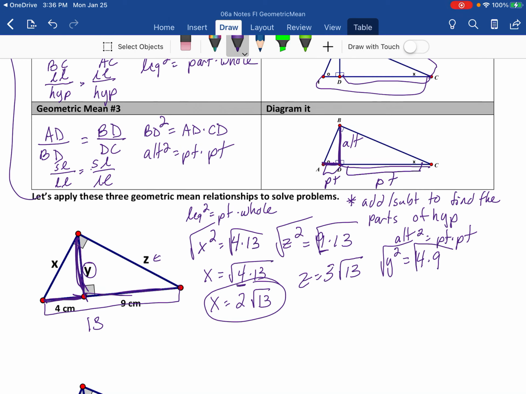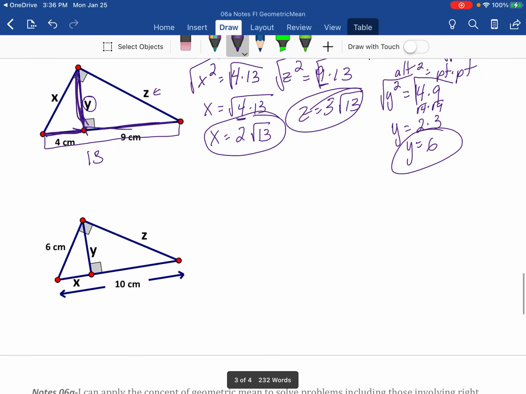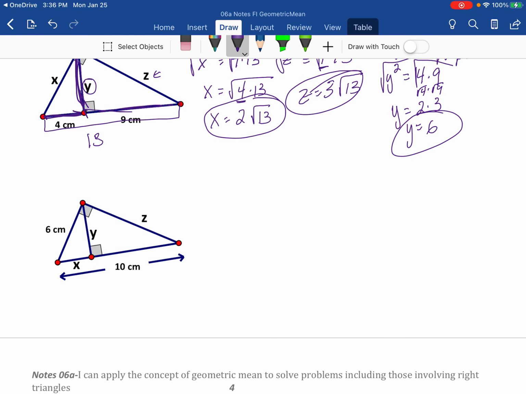And then y squared, I can take the square root of each part. Y is equal to 2 times 3, because it's the square root of 4 times the square root of 9. So y is equal to 6. All right, so set up the 3 relationships and then figure out which one you can solve for first.